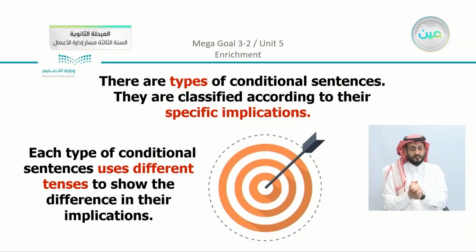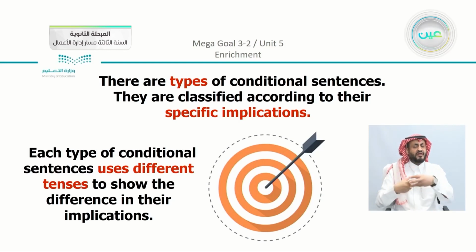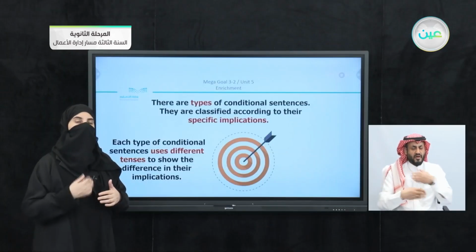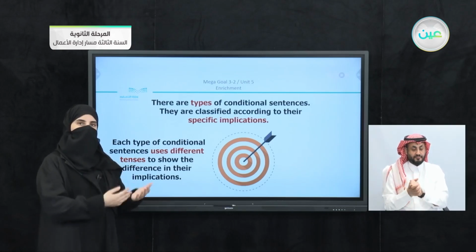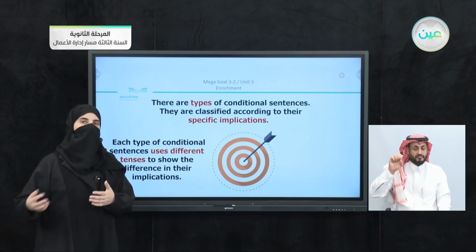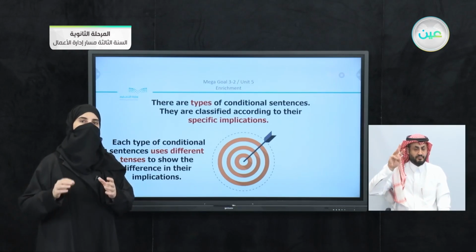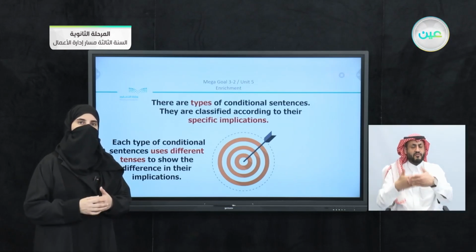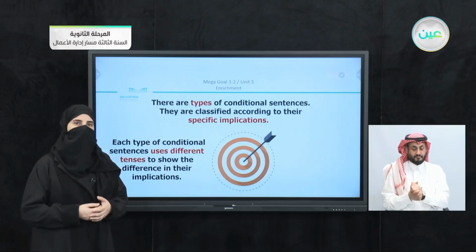Each type of conditional sentences uses different tenses to show the difference in their implications. So if you recall, there was the other type, which was the zero conditional. Just try to remember what the structures are that we used. So I'm going to help you here. We have the first degree. We said that we use the if with the present simple. And in the other clause, or the main clause actually, we have the future tense.